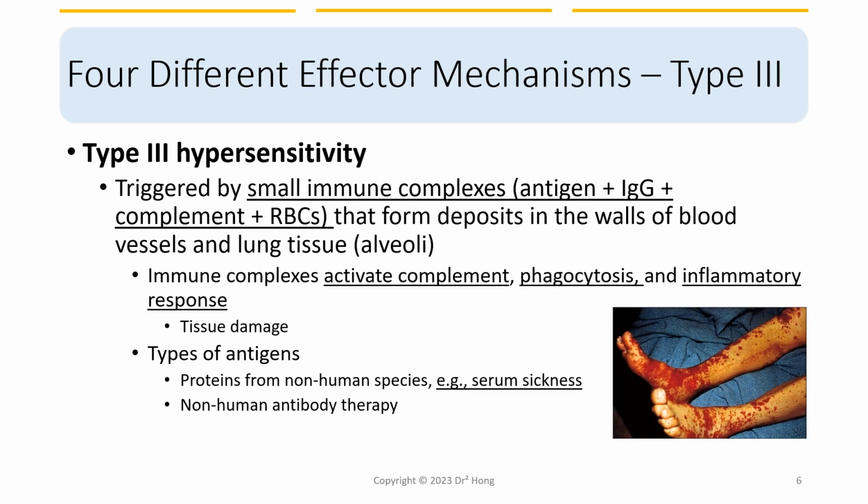Type 3 is triggered by the formation of small soluble immune complexes of IgG plus allergen plus the complement plus red blood cells. Precipitation of the immune complex in tissues, usually in small blood vessels or alveoli, will initiate further complement activation and inflammation. For example, non-human proteins, such as those used in serum therapy, can trigger type 3 hypersensitivity.